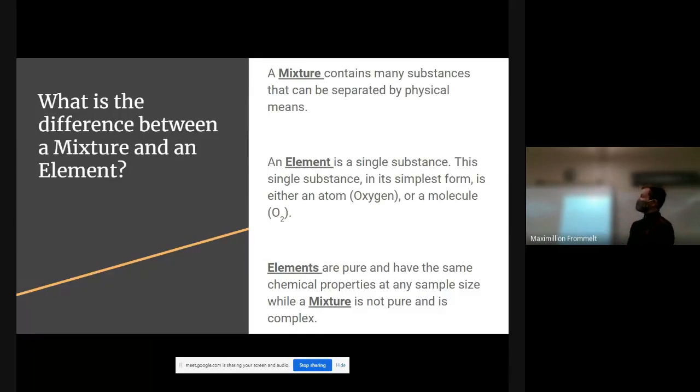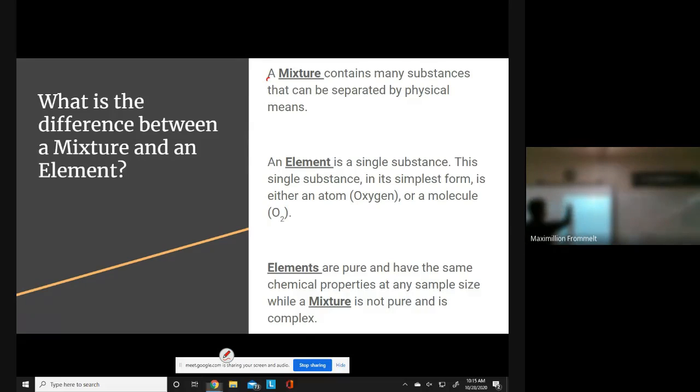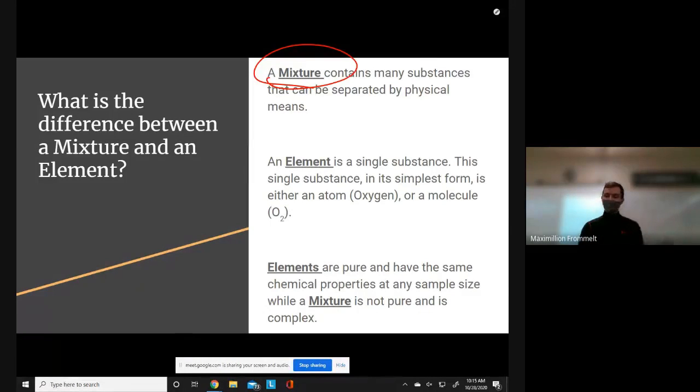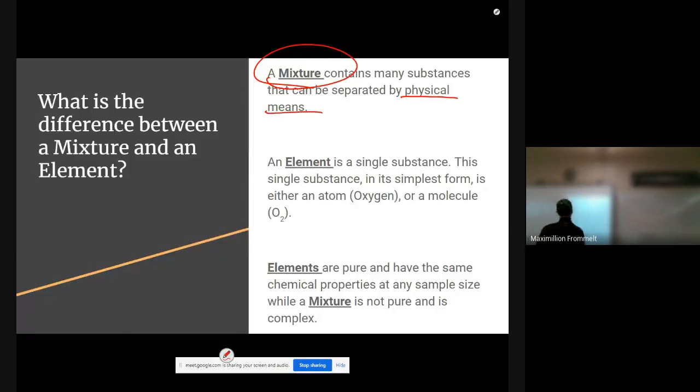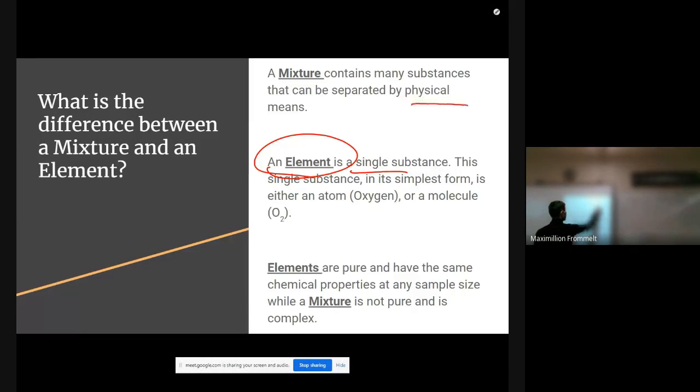The next misconception was, what is the difference between a mixture and an element? Specifically, a mixture has all kinds of different substances, compounds, and atoms within it, and they can be separated by physical means. That's very different from an element, which is always a single substance. This substance can either be just a singular atom or a molecule.